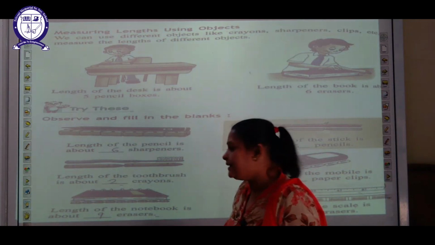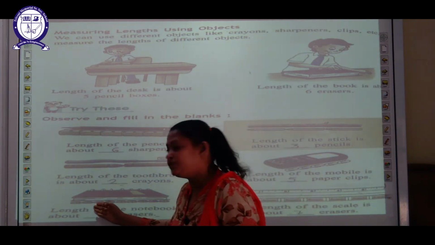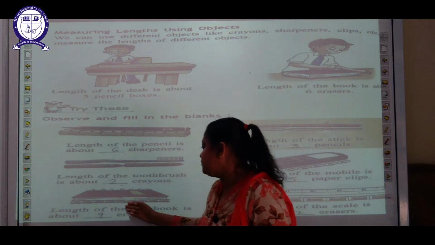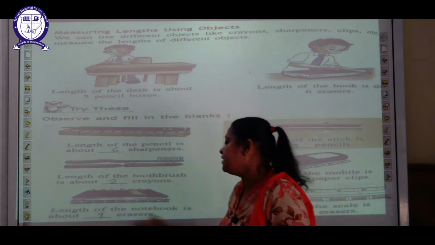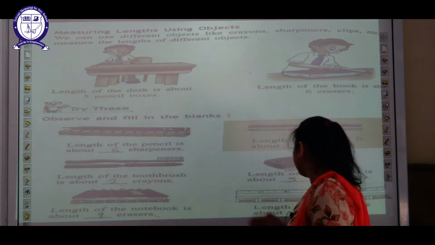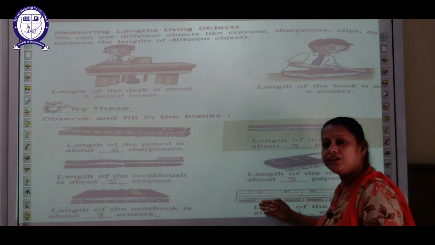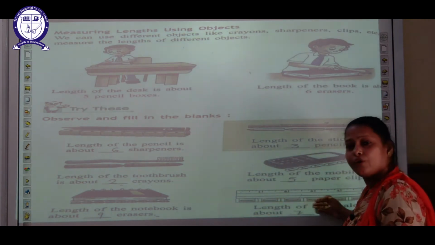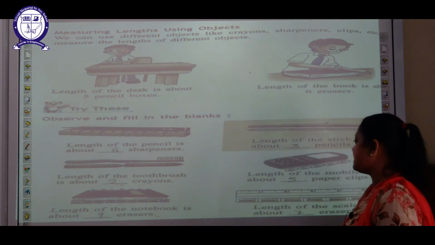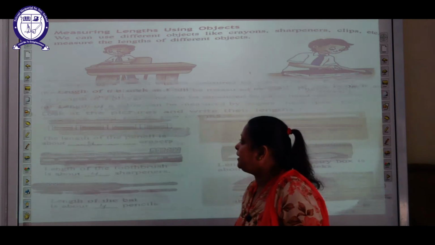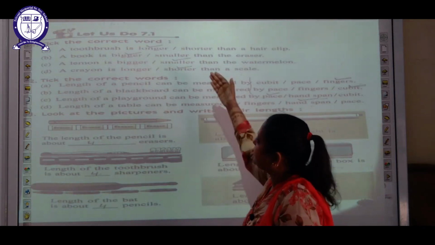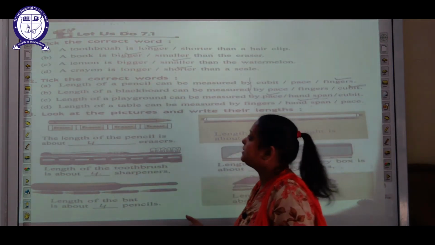Length of the notebook is about how many erasers? Let us count the erasers. 1, 2, 3, 4, 5, 6, 7, 8, 9. 9 erasers. Length of the scale is about dash erasers. 1, 2, 3, 4, 5, 6, 7. 7 erasers. Next, students, let us do exercise 7.1.